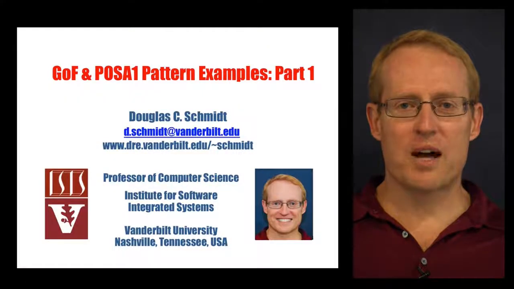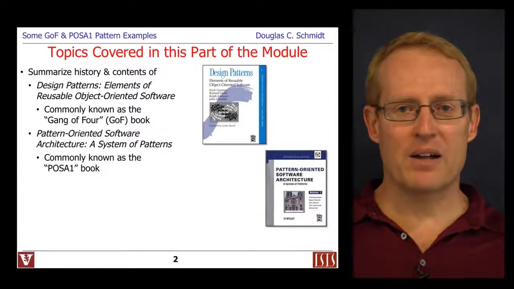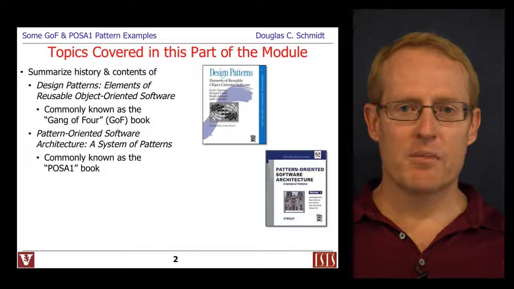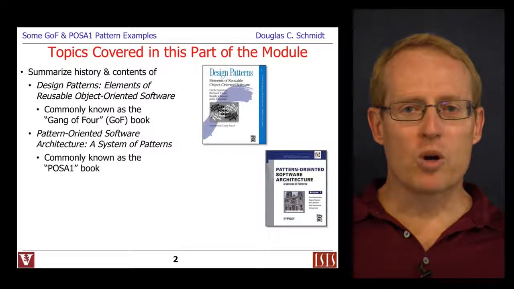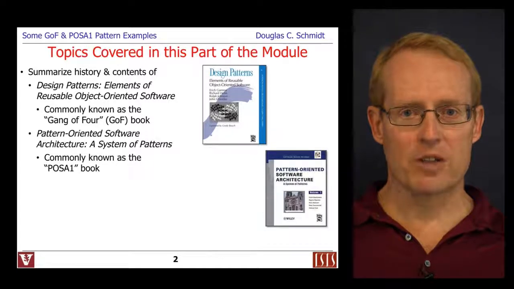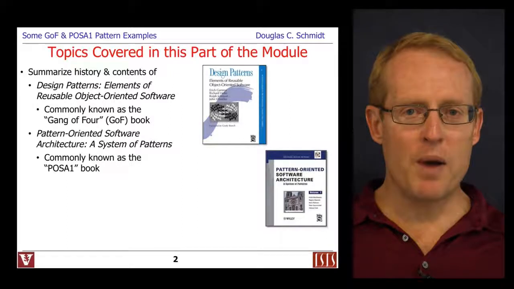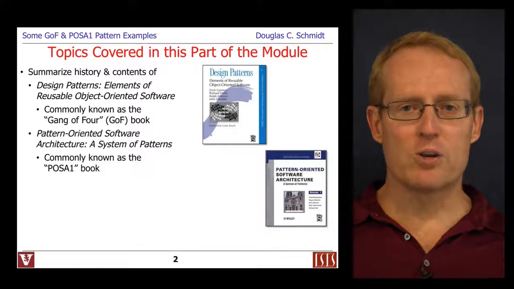Welcome to the next module in the course. In this module, we'll be talking about some examples of common patterns that can be applied to concurrent and network software. And we're going to choose the patterns to cover from some of the classic pattern literature. In particular, we're going to be covering two patterns from the Design Patterns, Elements of Reusable Object-Oriented Software book, the so-called Gang of Four book, or GoF book.